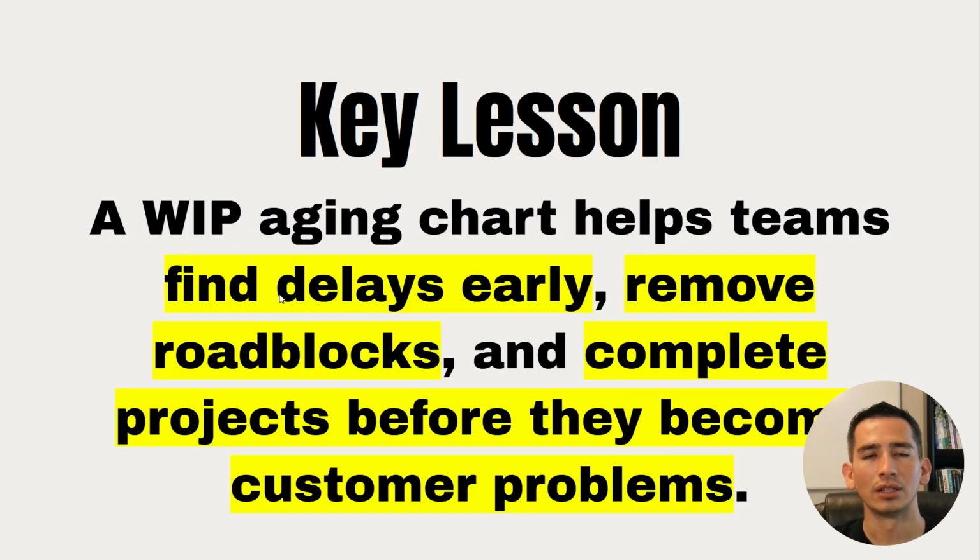The key lesson here is a work in progress aging chart helps teams find delays early, remove roadblocks, and complete projects before they become customer problems.